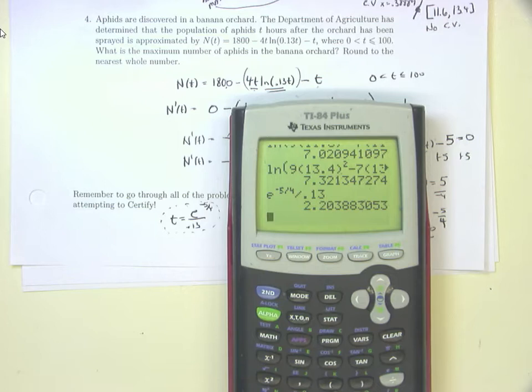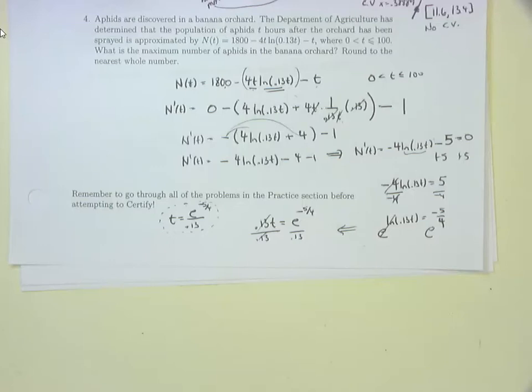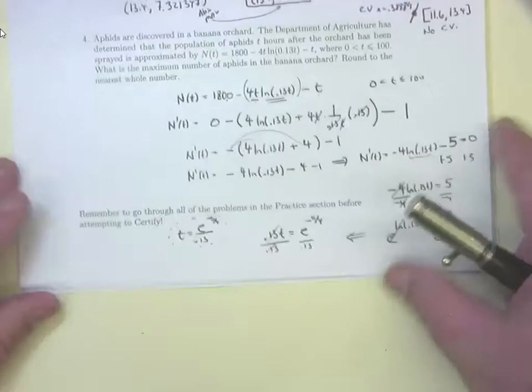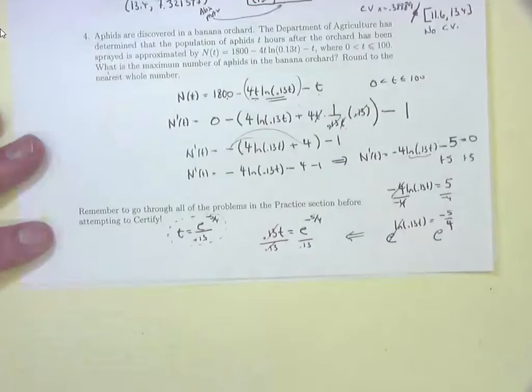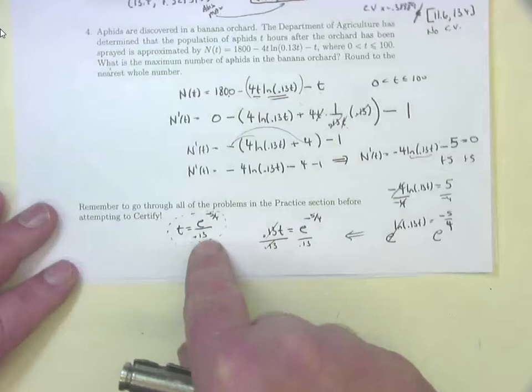But the question, this is the time. What's the question to the problem? The question is, what is the maximum number of aphids? So they didn't want time in hours. They wanted the number of aphids. So what am I going to do? Take this and do what with it? Plug it back into the original equation.